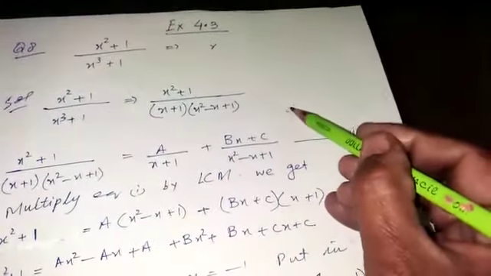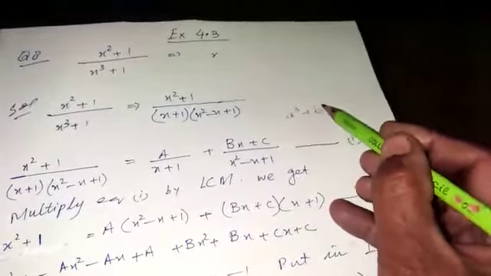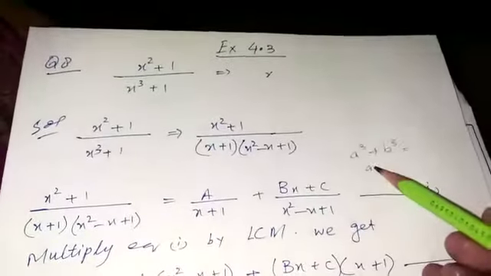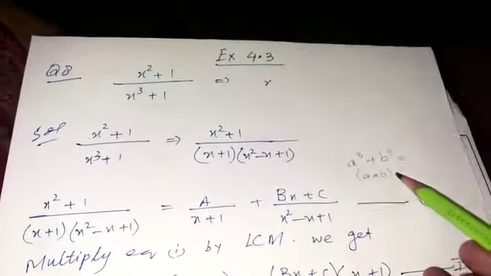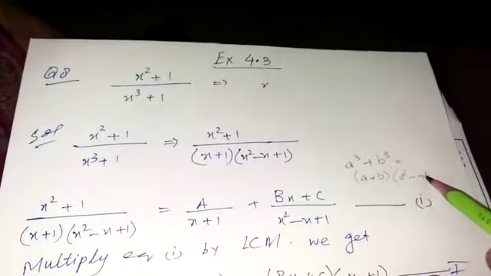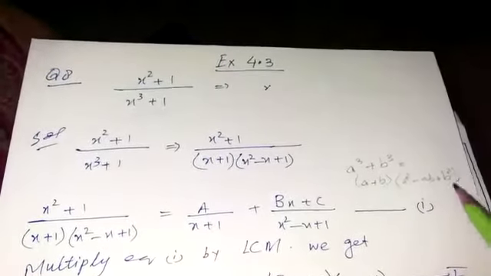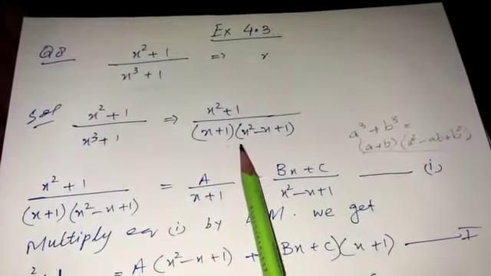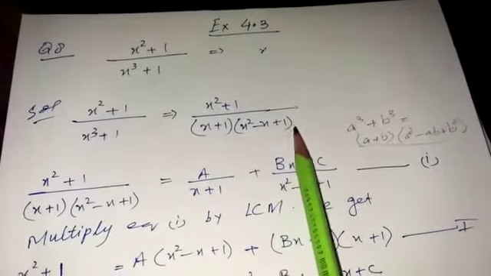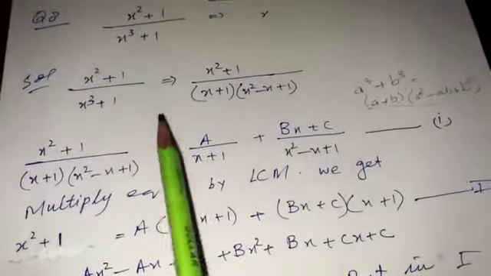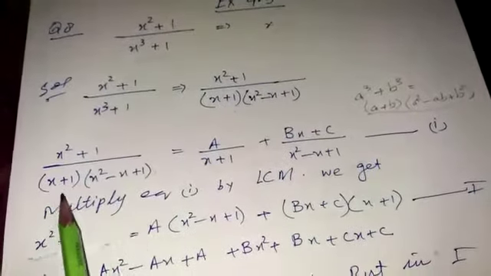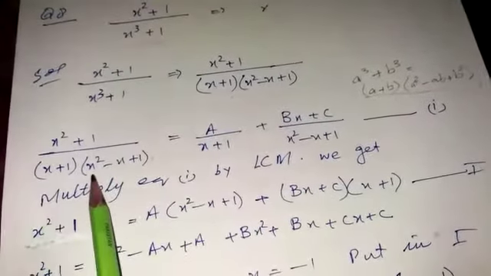This is the formula. A cube plus b cube equals a plus b into a square minus ab plus b square. So according to this formula, we will expand the denominator as x plus 1 into x square minus x plus 1. So the final fraction becomes x square plus 1 over (x plus 1) into (x square minus x plus 1). Now there are two factors in the denominator. The first factor is linear and the other is quadratic.